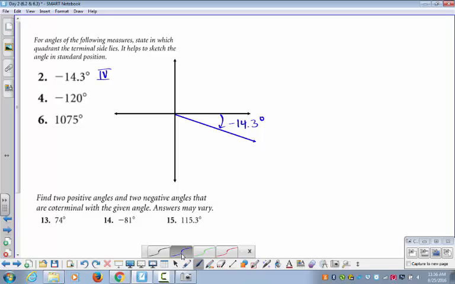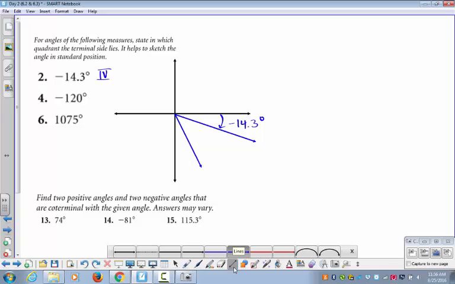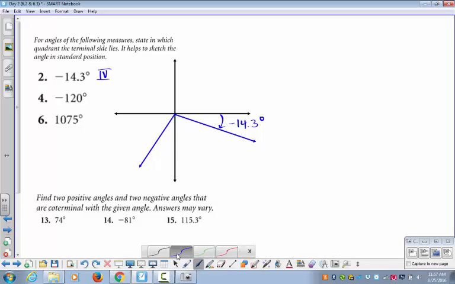Negative 120 degrees. So again, we start out over here, and then we rotate clockwise because it's negative. I just went 90 degrees negative. So right, there's negative 90, and then I've got to go 30 more in the same direction. So roughly there. So that is a rotation clockwise. That is negative 120 degrees. And that is in quadrant 3.